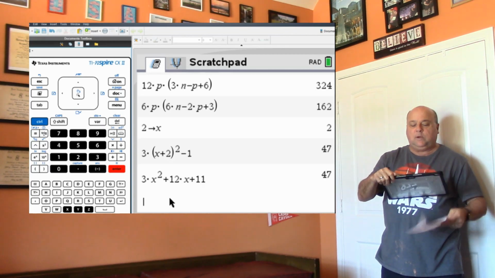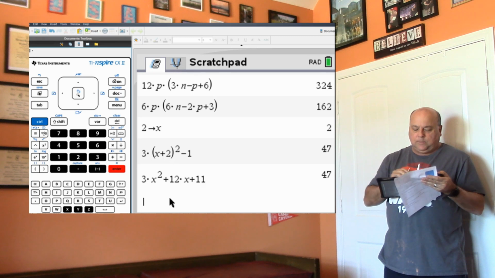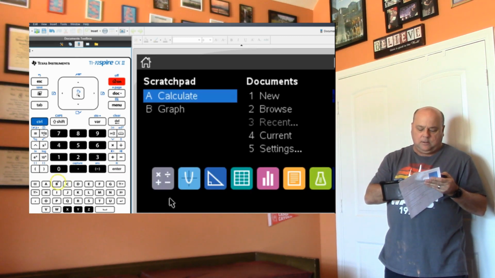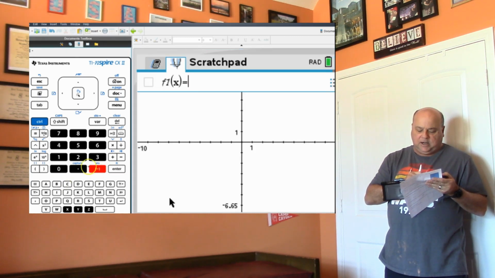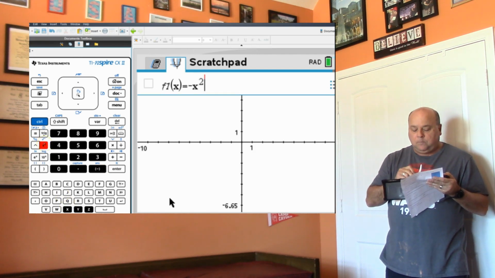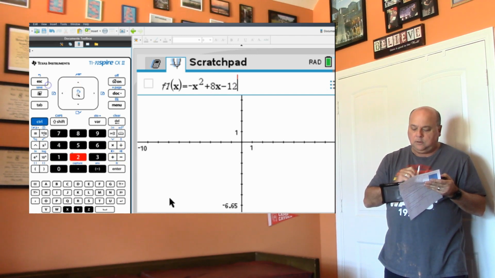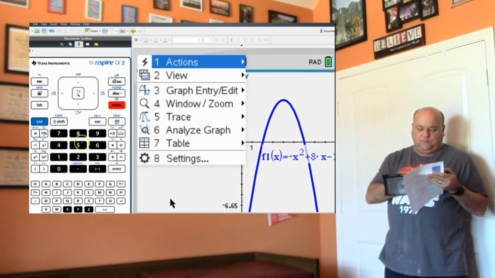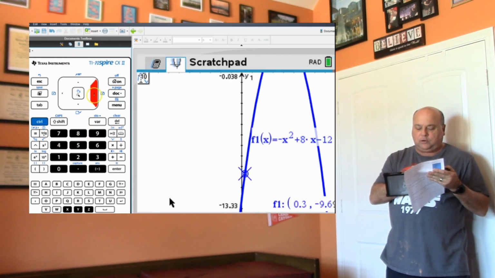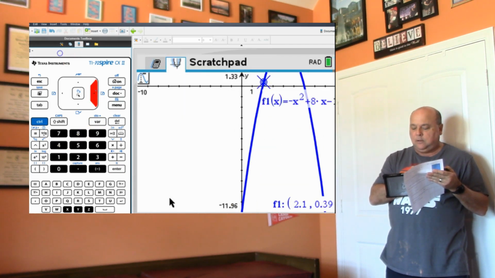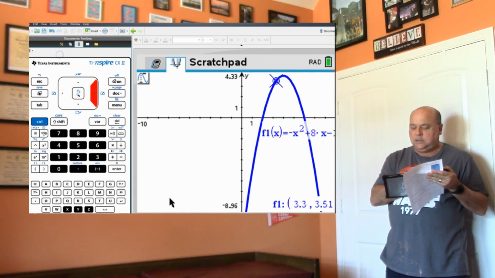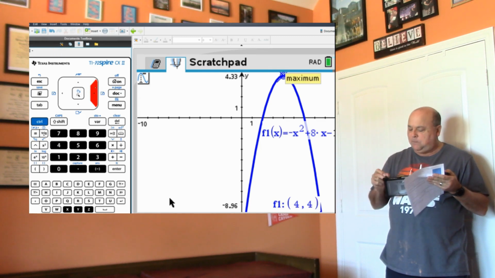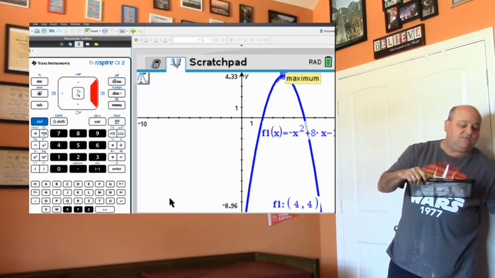I need to get my paper so I can see it. Okay, so I'm going to hit home. I'm going to go to graph, and now type in negative x squared plus 8x minus 12. Hit enter. I got my parabola. Now I need to hit menu 5, 1, and I need to trace to that vertex, don't I? Notice that one of my zeros is 2. I'm going to keep tracing till it says maximum, and my vertex is 4, 4.